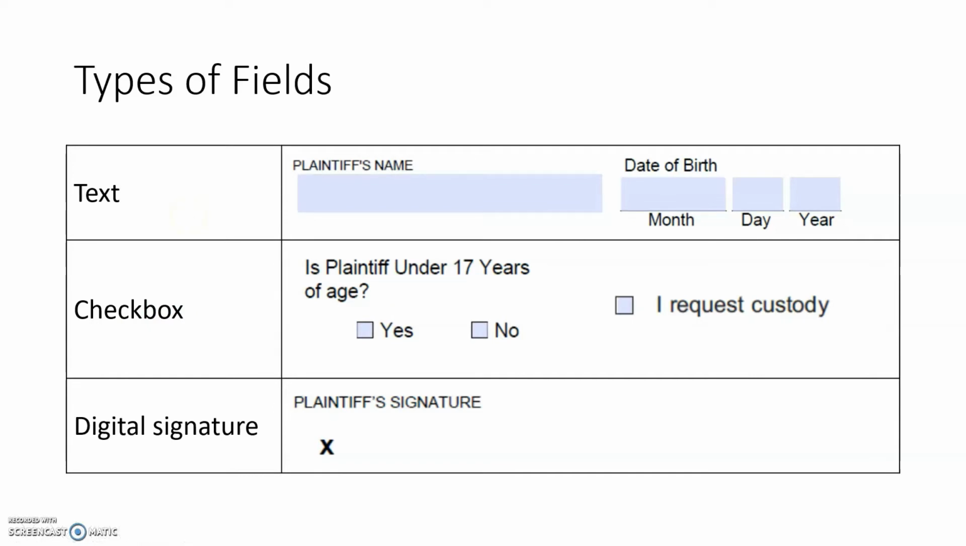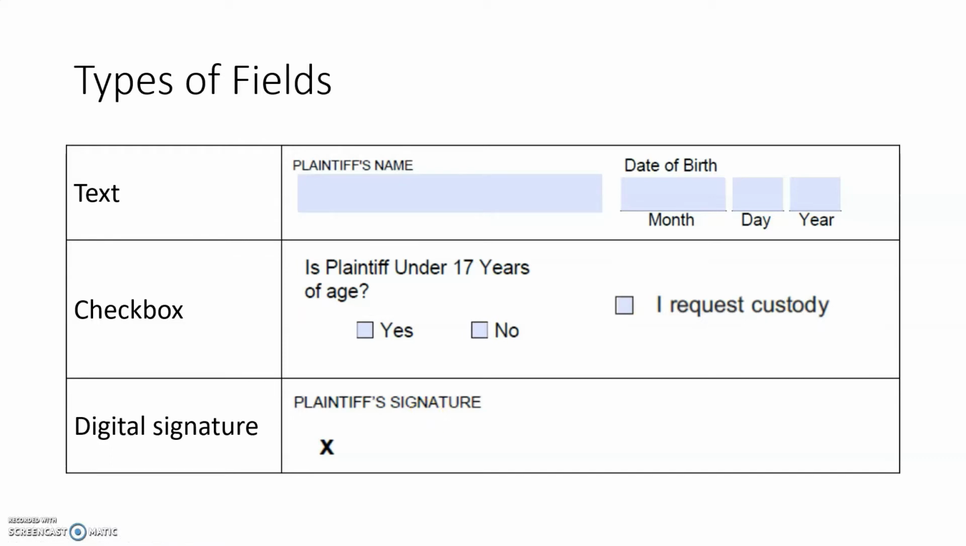We're using three different types of fields in this project: text, checkbox, and digital signature. Text is going to be things like this or like this. It's basically every field that's not a checkbox or a digital signature. Checkboxes is going to be used over yes/no options or a place where the person who's completing the form can select. Then finally, digital signature will be added.